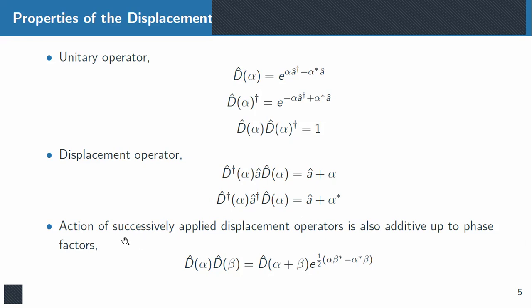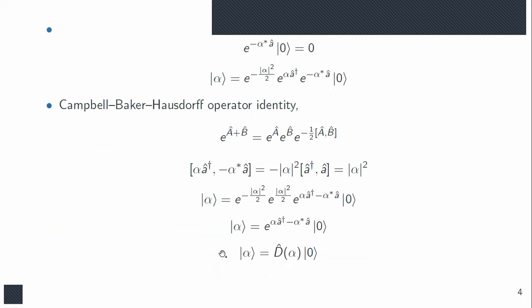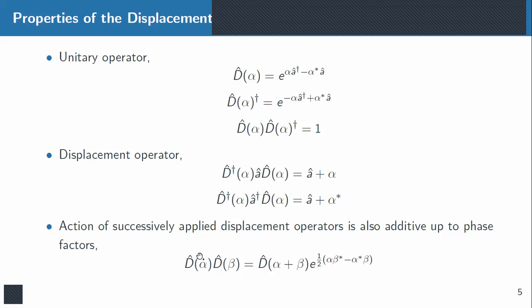And we could write the action of successively applied displacement operators through the use of the Baker-Campbell-Hausdorff operator identity, as the product of two operators could be written as the sum and the phase value. And this phase value is showing that these two operators are non-commutative.